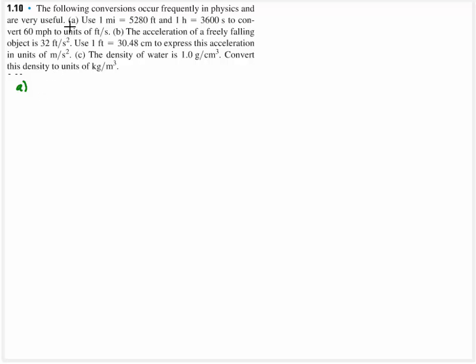Problem number 10, some more unit conversion. So we have three parts of the problem. Part A, we're going to convert 60 miles per hour into feet per second. So let's go ahead and say, okay, we have 60 miles per hour. And let's go ahead and get rid of the hours first. To do that, we want to put hours up on top, and we want to convert that into seconds. And we know that 1 hour is 3,600 seconds.